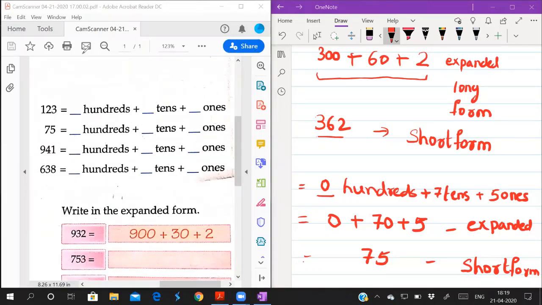Yes, 75 is given. There is no hundred. What will you write in the hundreds place? 0. And tens place? 7. And ones place? 5. So, you can solve all the questions from here and see in the expanded form.